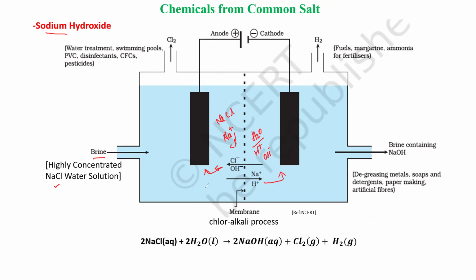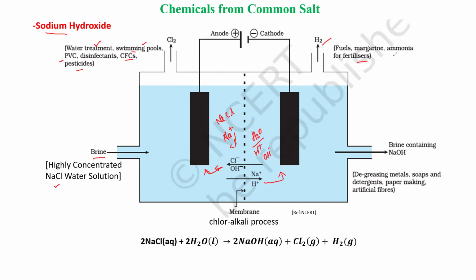Finally, we obtain chlorine gas, which is used for water treatment, in swimming pools also, in PVC, polyvinyl chloride, and as a disinfectant, in chlorofluorocarbons (CFC), which we obtain from refrigerators also, and in pesticides. And we obtain hydrogen gas, which is used as fuel, and in making methane and ammonia for fertilizers.